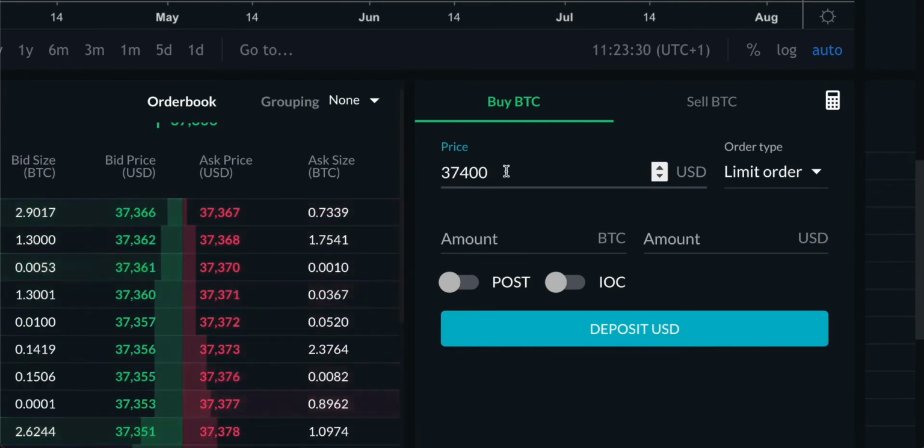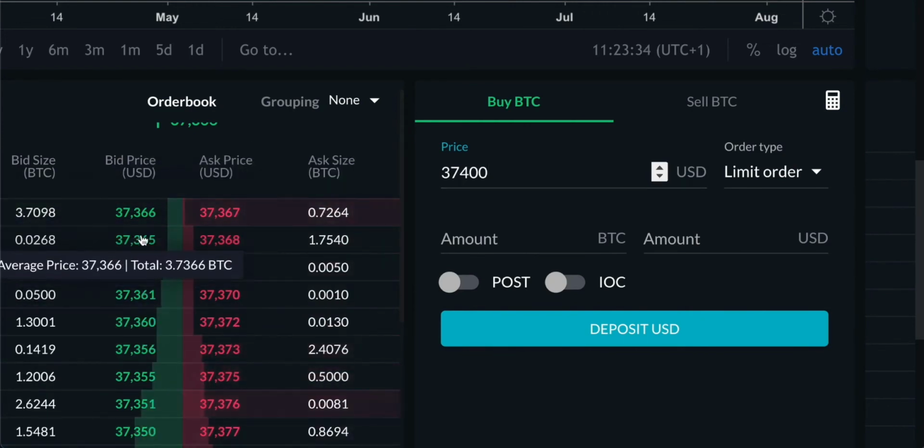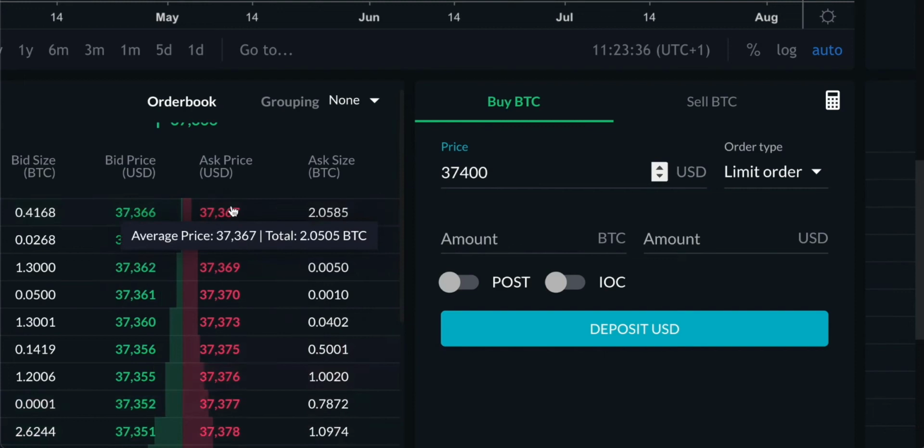You can therefore become a maker of liquidity and say, I actually want to bid for some Bitcoin, but I'm not really happy to pay this price.